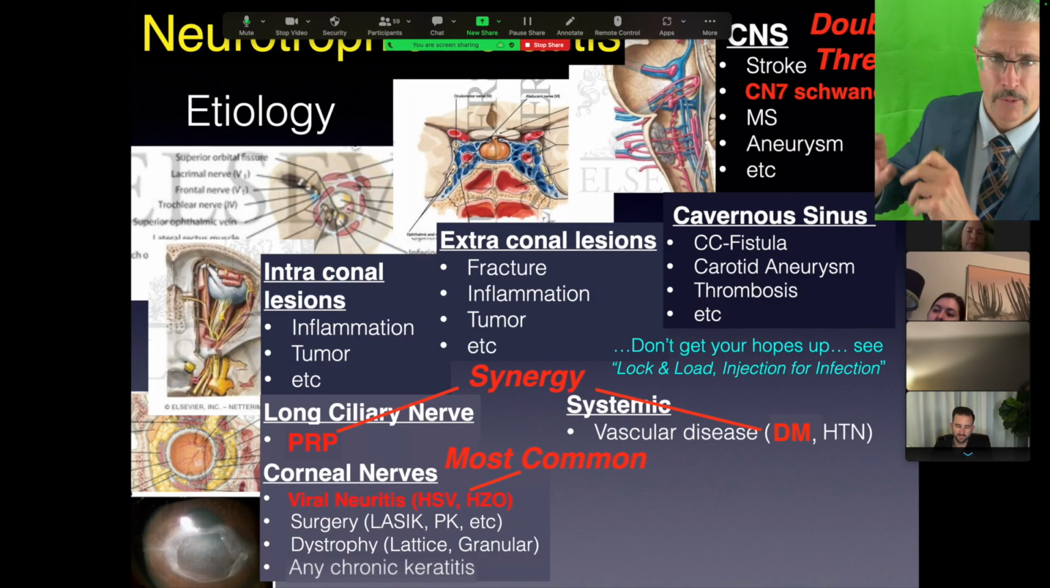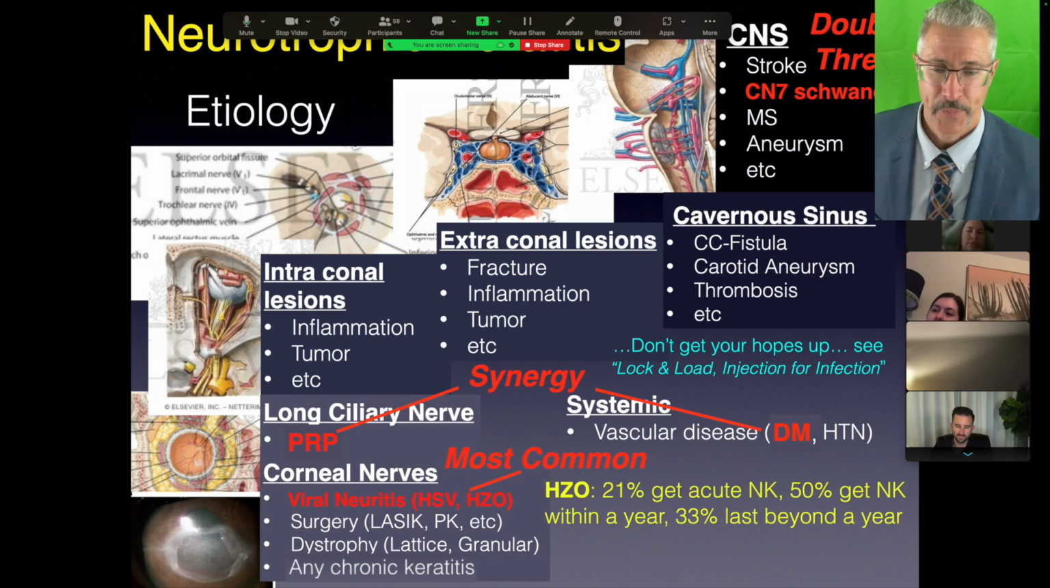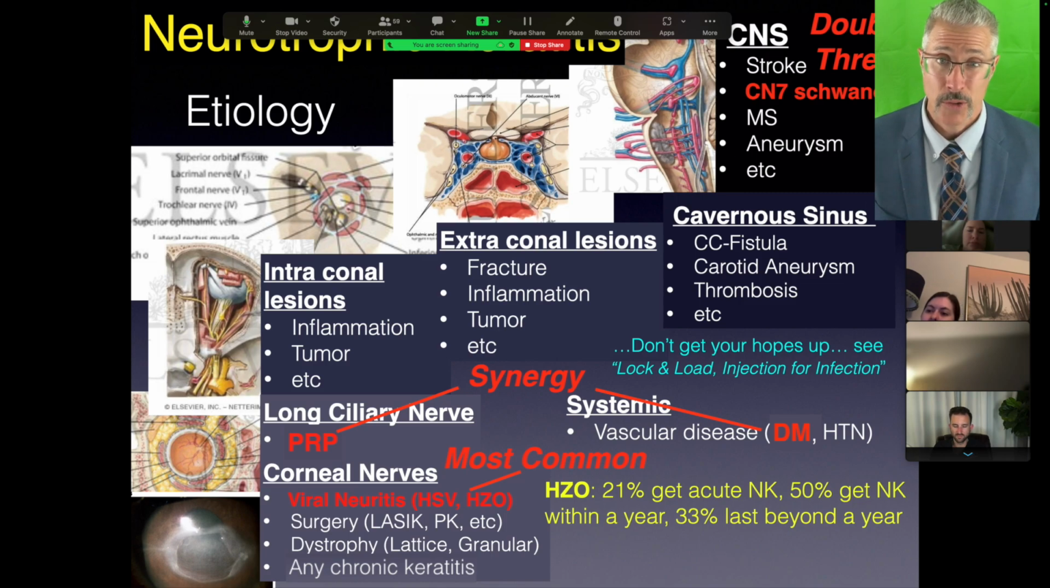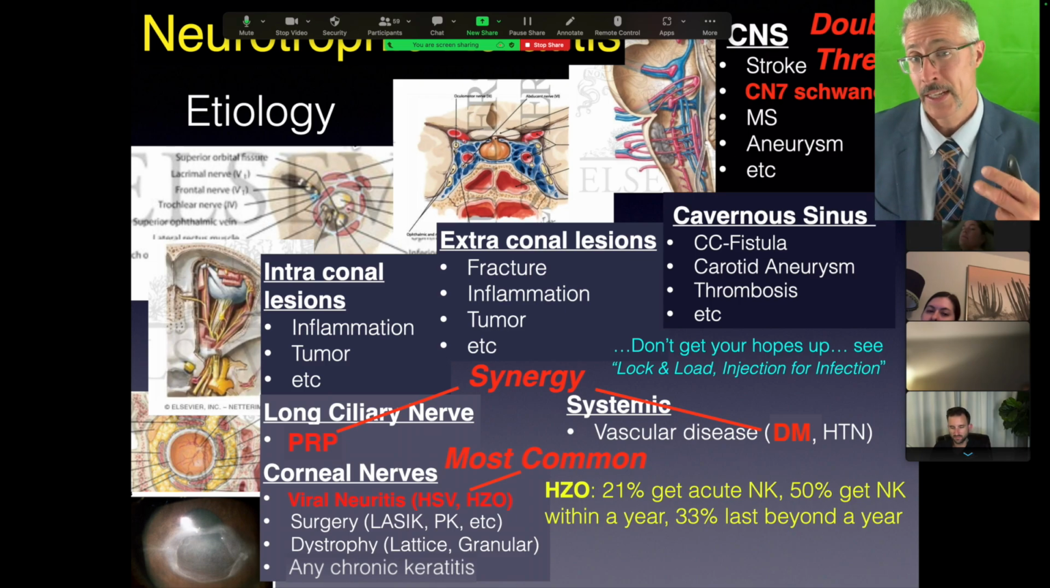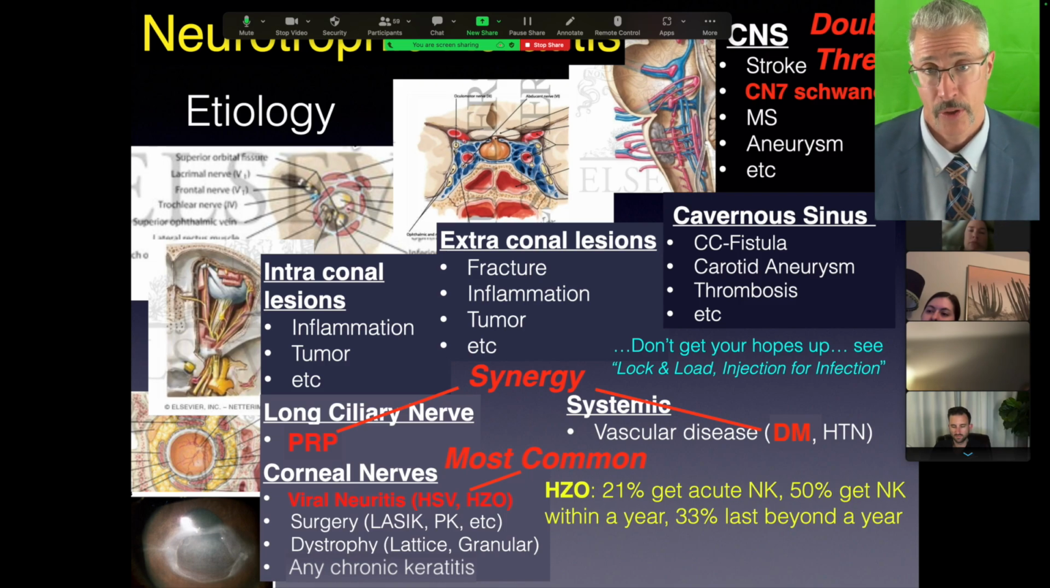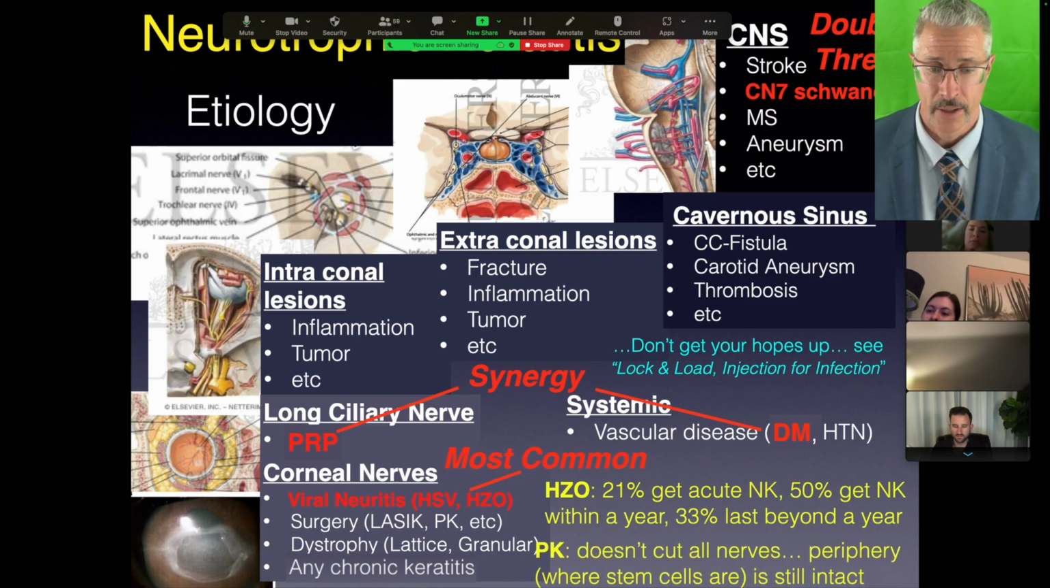Let's leave that one alone for now. All right. But yeah, zoster. Who all has nerve problems from zoster ophthalmicus? About 20% will in the acute disease, and 50% within a year eventually will get it. And it gets better a lot of times, but not always. I mean, a third, it just lasts beyond a year and it's hard.